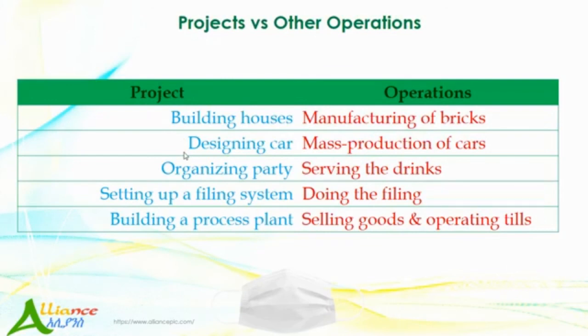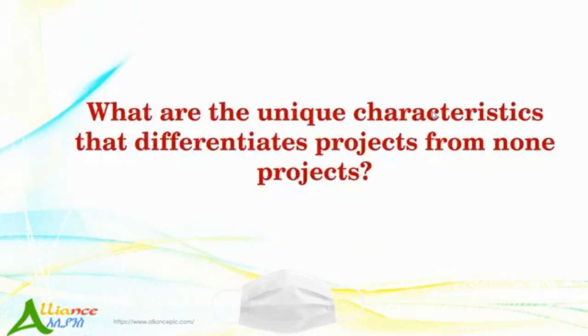Organizing a party is a project, but serving the drinks, for example, in a cafeteria or in restaurants can be a normal operation or an ongoing activity. We may set up a filing system, that's a project, but doing the filing is a day-to-day activity, an operation. So this is actually the difference.